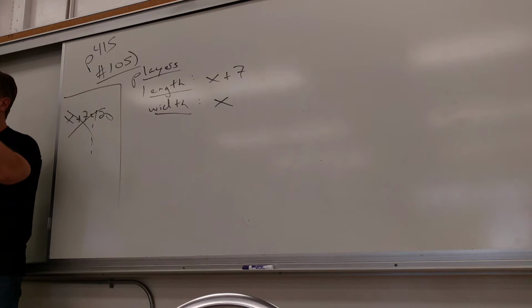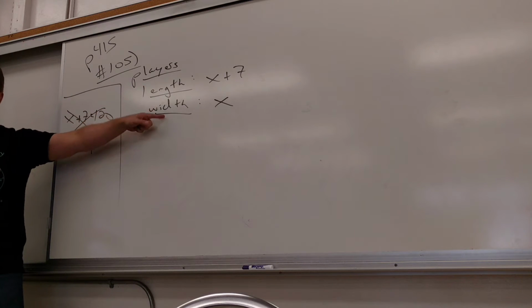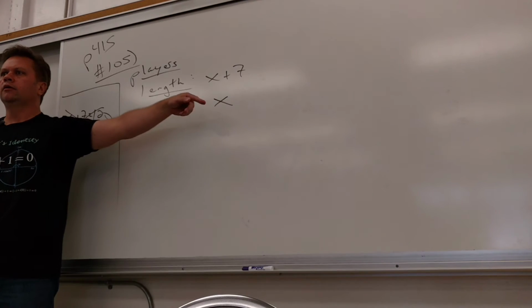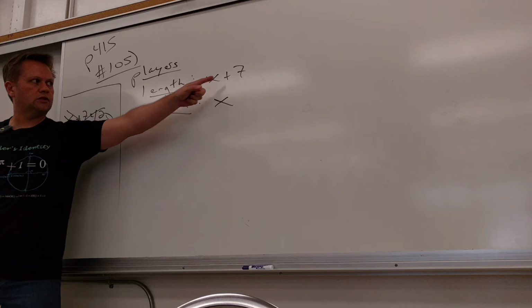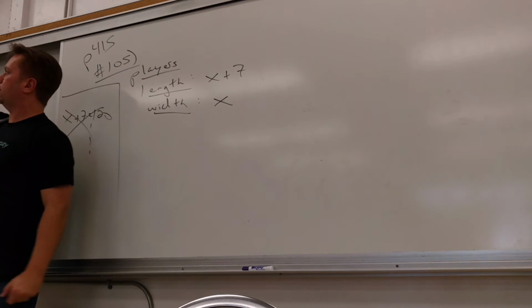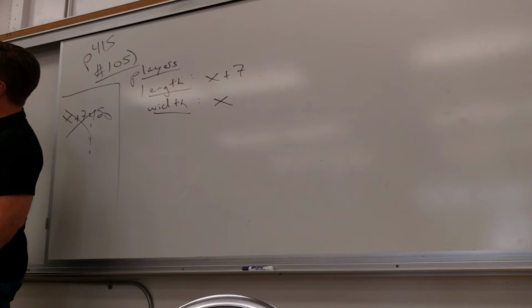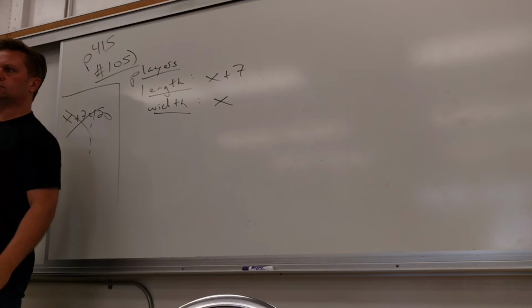So don't focus on math first. Your first thing is English. Just what are the players? Then you translate to math. Cool. Now, what are these supposed to do together? What's the rest of the problem now? Length times width equals. Yeah, the area is 120.